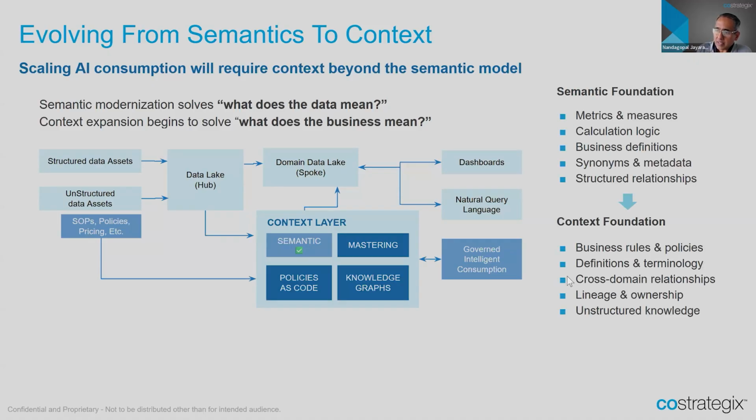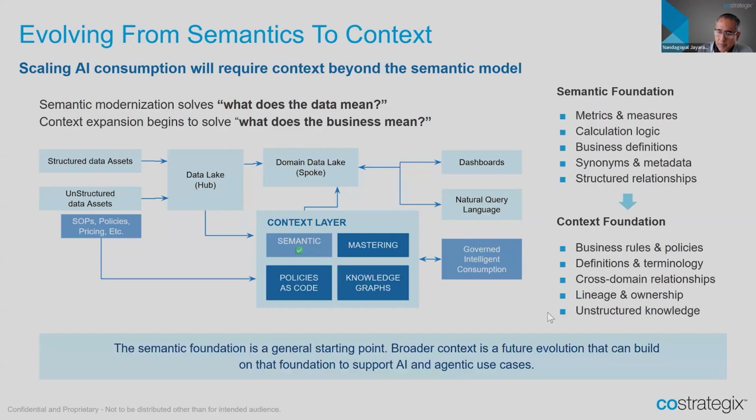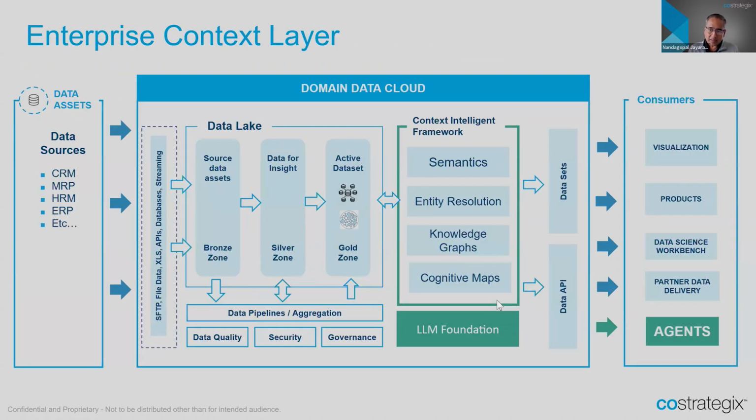So again, just to summarize, semantics covers metrics, calculation, all of these. Context is more about business rules, terminology, and those types of things. So the broader context is that future evolution can build on that foundation. Your semantic layer may just be a starting point, right? It's not something that you throw away, but you build on top of it. So that's one concept. Where exactly does this fit in?